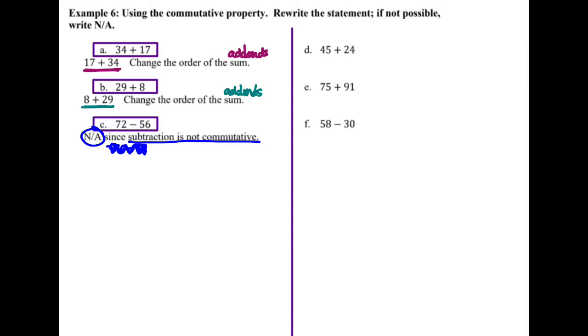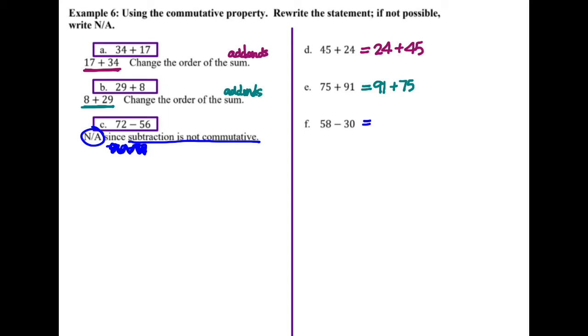And here we go. Because addition is commutative, you could rewrite this, changing the order of the add-ins, 24 add 45. And that's it. That's all you have to do. Doesn't say to solve it, just says to rewrite it. 75 add 91 is the same thing as 91 add 75. Totally easy.